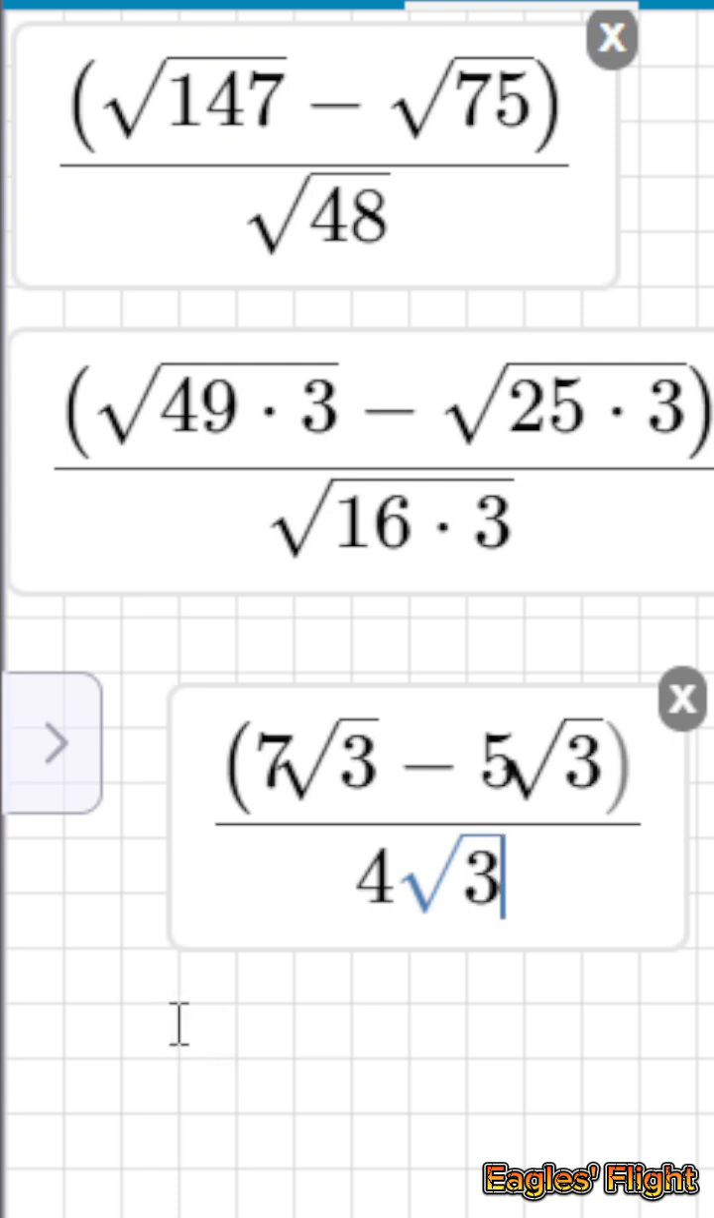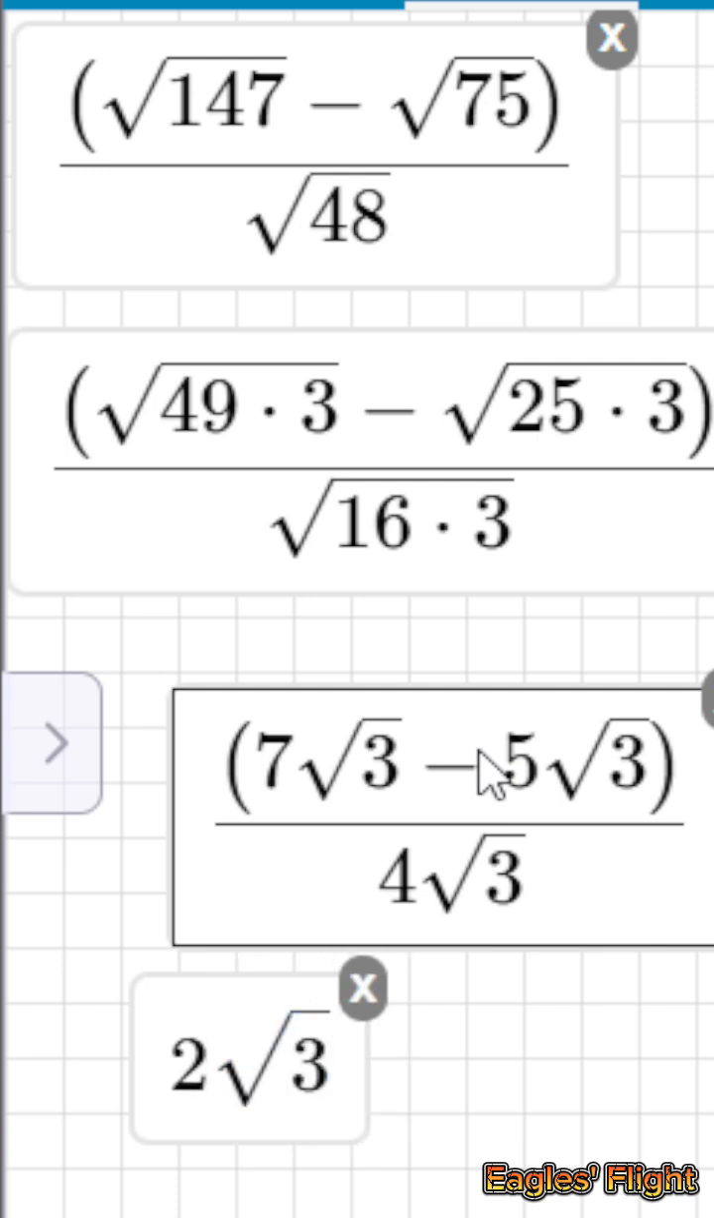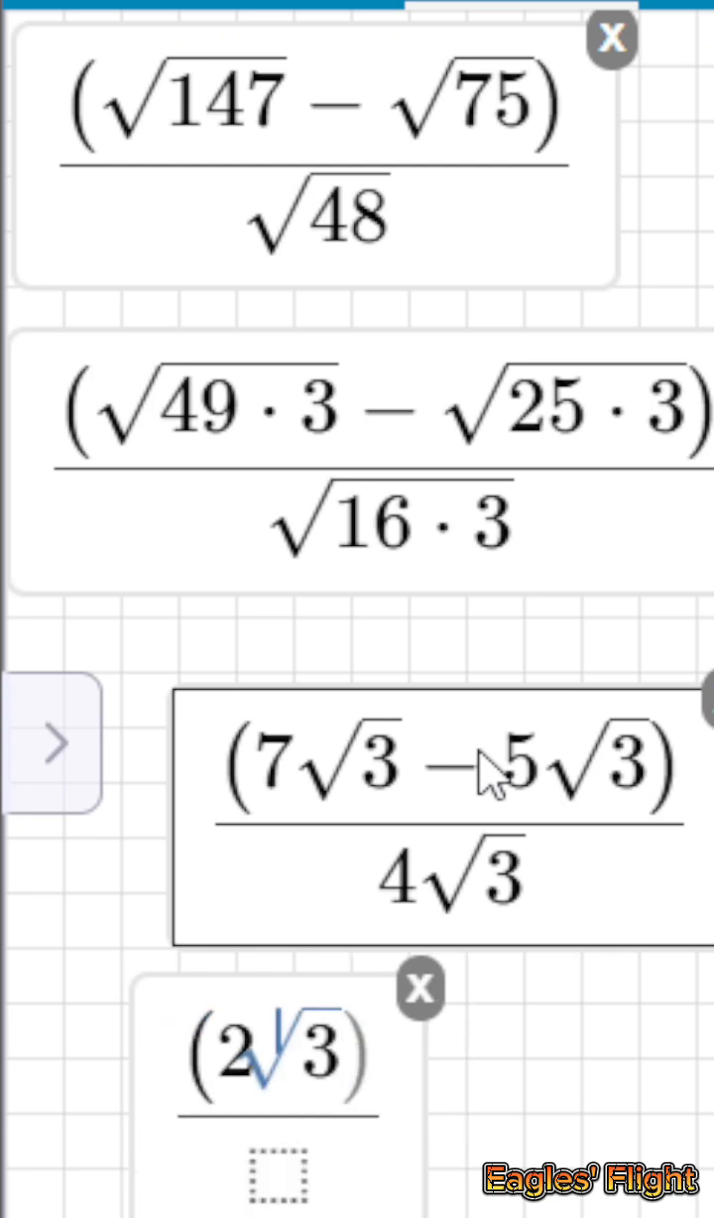Now in factorizing the numerator, we can see that root 3 is common. 7 root 3 minus 5 root 3 gives us 2 root 3. Let me insert that in a bracket. 2 root 3 divided by 4 root 3.